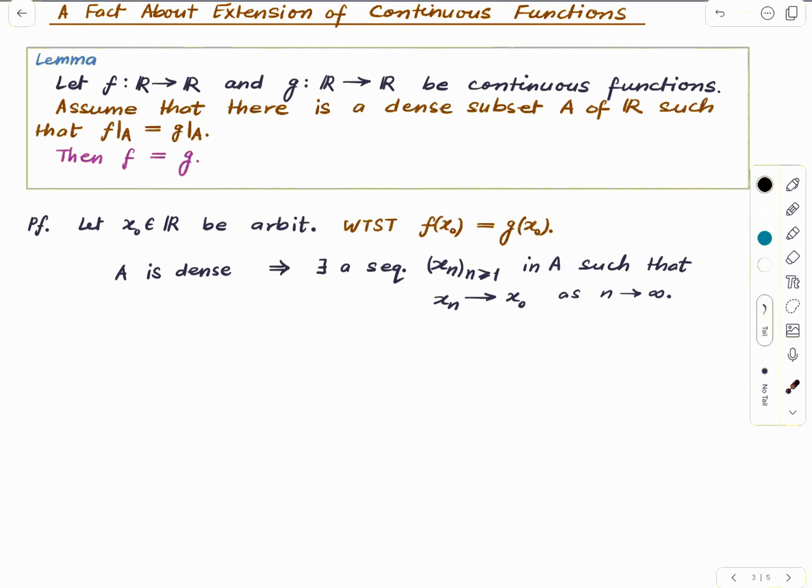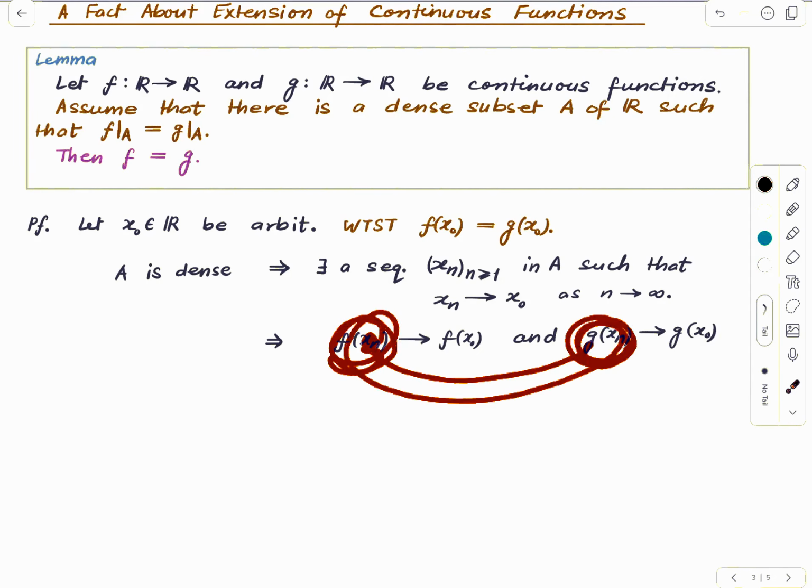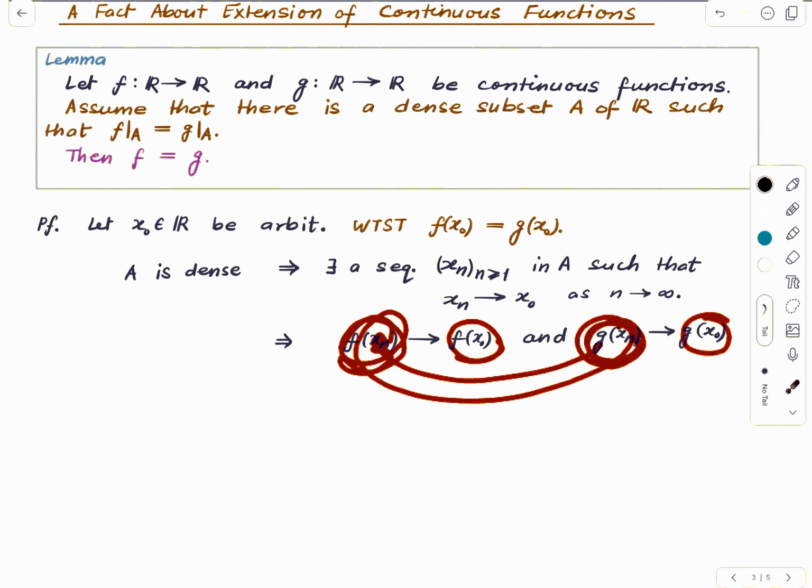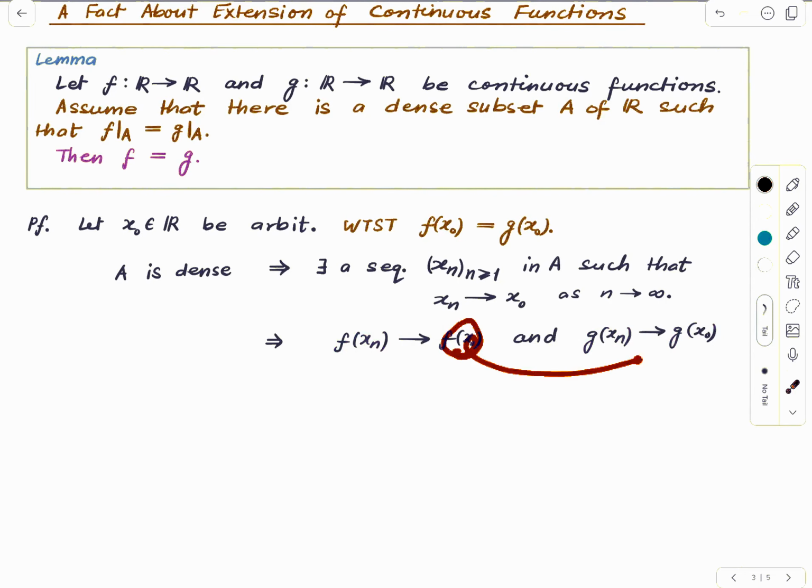Okay, so we have that, and now since x n converges to x naught, we have f of x n converges to f of x naught and g of x n converges to g of x naught because f and g are continuous functions. But x n is in A, and therefore f of x n and g of x n are equal. So the sequences are equal, but their limits therefore cannot be different. So f of x naught is equal to g of x naught. Very simple piece of reasoning, but make sure you follow everything.